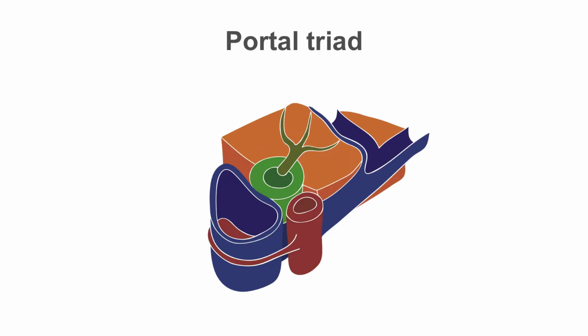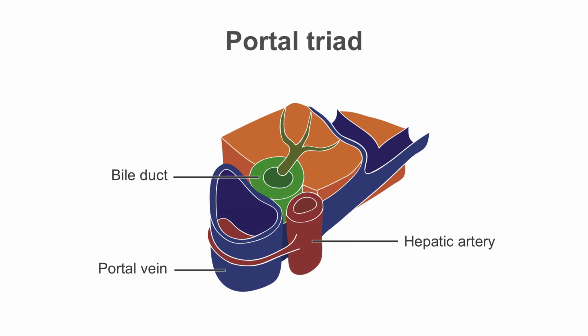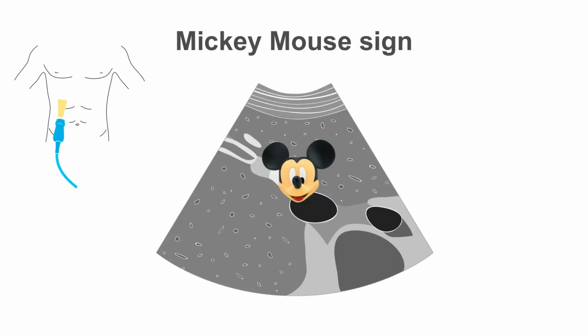The portal triad consists of a portal vein, hepatic artery, and bile duct. This structure is also called the triad of Glisson. It is always surrounded by echogenic connective tissue, which makes it easy to spot on ultrasound. This sign is also called the Mickey Mouse sign.